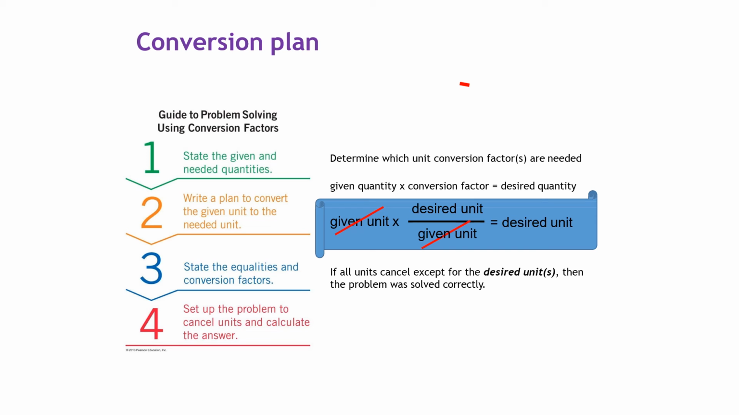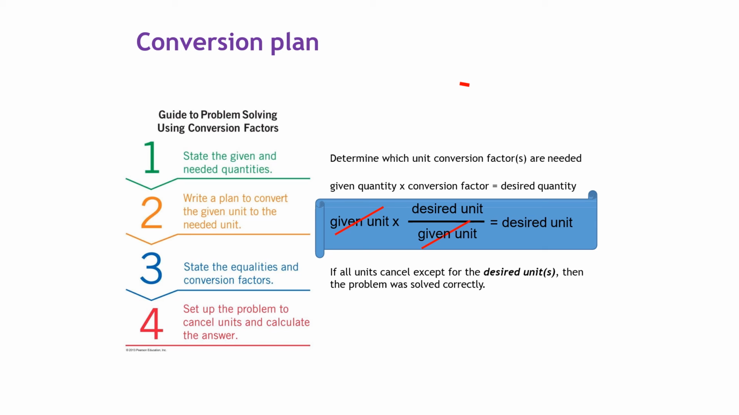Write it down. It always helps to write stuff down. Then 2 and 3 kind of go together. You need a plan to convert the given unit to the needed or desired unit. You also need to state the equalities and the conversion factors. Stating the equalities and the conversion factors might help you figure out what the plan is. We'll talk about that more with a concrete example, but you need 2 and 3.